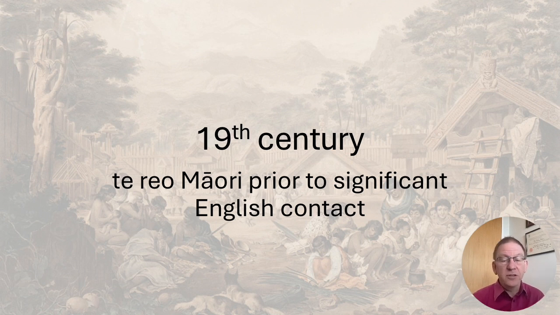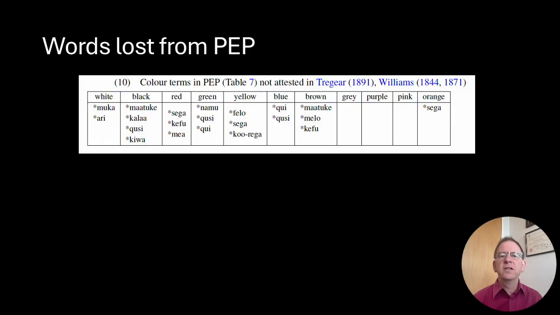Let's move on then to the 19th century, where we now have evidence from the early dictionaries of Māori compiled by English missionaries, but before there was significant contact between the general Maori population and the small number of Europeans who were visiting New Zealand. First, we look at language loss. A large number of Proto-Eastern Polynesian words are not attested in the 19th century dictionaries, indicating substantial modification of the language in response to the new environment of New Zealand.